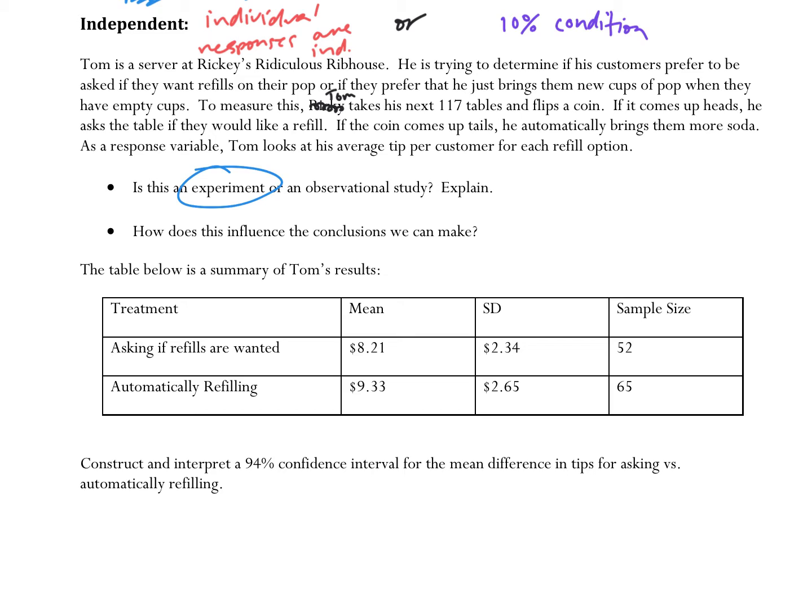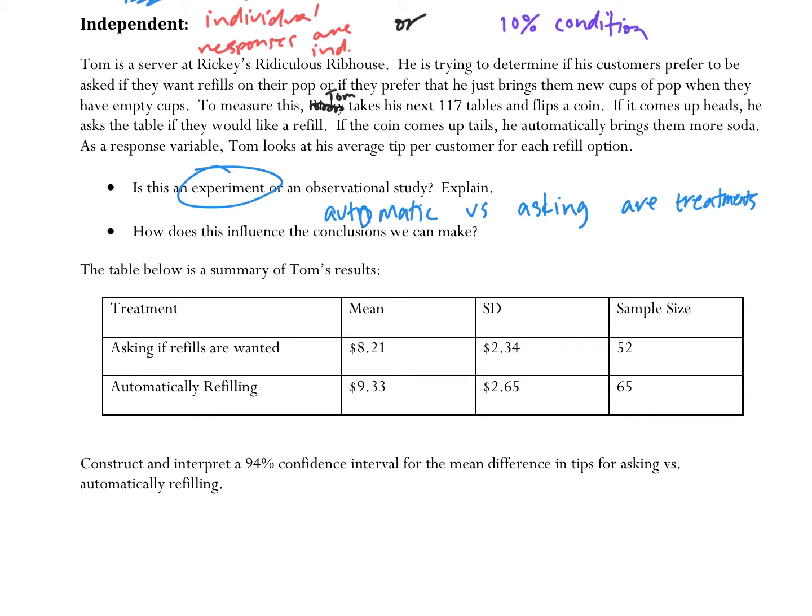So you're manipulating the subjects and then the response that you're looking for from them is the tip. So I think this is an experiment with automatic versus asking as the treatments. Okay, guys, and whenever we talk about this, describe those treatments in context. Like if I say explain, don't just say there are treatments, just say what the treatments are. Okay?